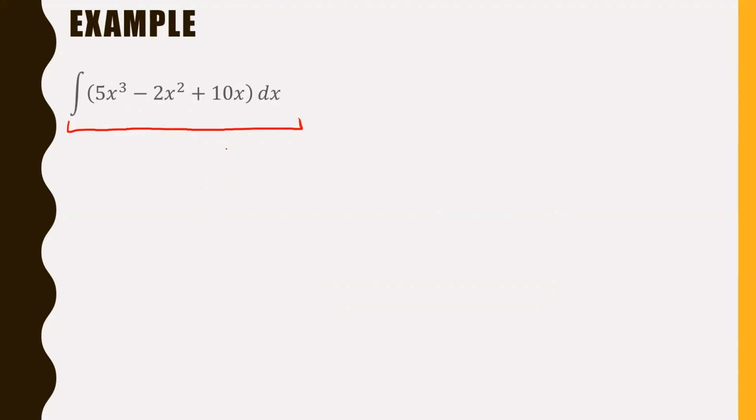So this is a sum and difference antiderivative, just like what we did last class. Basically, if you have a bunch of things added or subtracted together inside of an integral, you can just take the integral of each individual piece. So bottom line is, we can break this apart to the integral of 5x cubed dx, that means with respect to x, minus the integral of 2x squared dx, plus the integral of 10x dx.